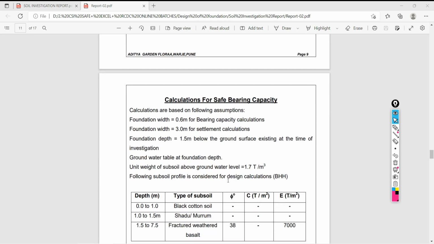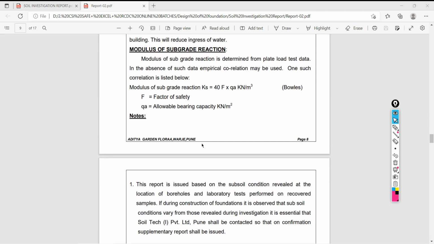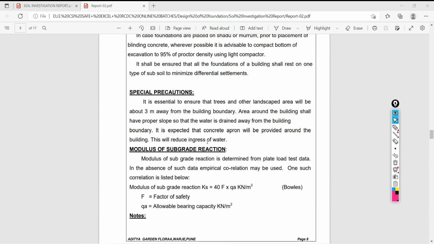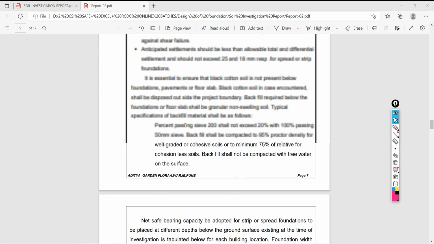In your geotechnical academic subject or foundation design subject, you might have learned all these things. Terzaghi bearing capacity calculation is there, Rankine, or so many approaches are there to calculate the bearing capacity.